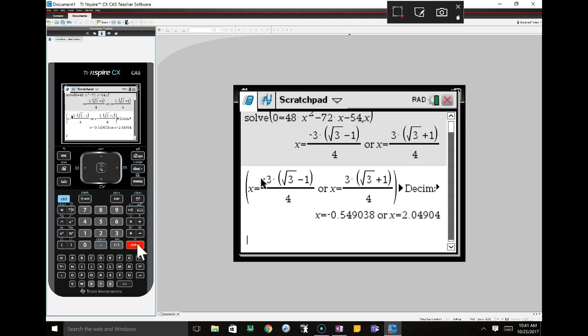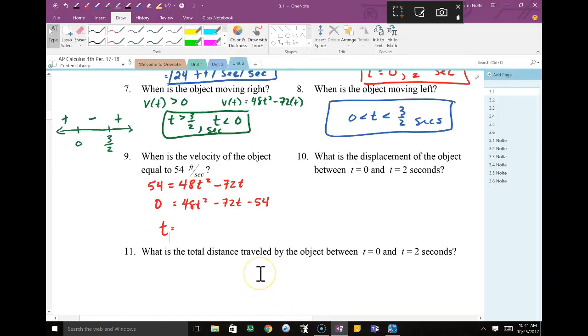Everybody okay with that? Did you get it? Oh, yep, that gives you something very different. Yours popped out a decimal? Ooh, your mode must be set differently. What did we get? So we got negative 0.549. Remember, you always round to 3 decimal places? Did I tell you that? Okay. So 2 places where the velocity is equal to 54.